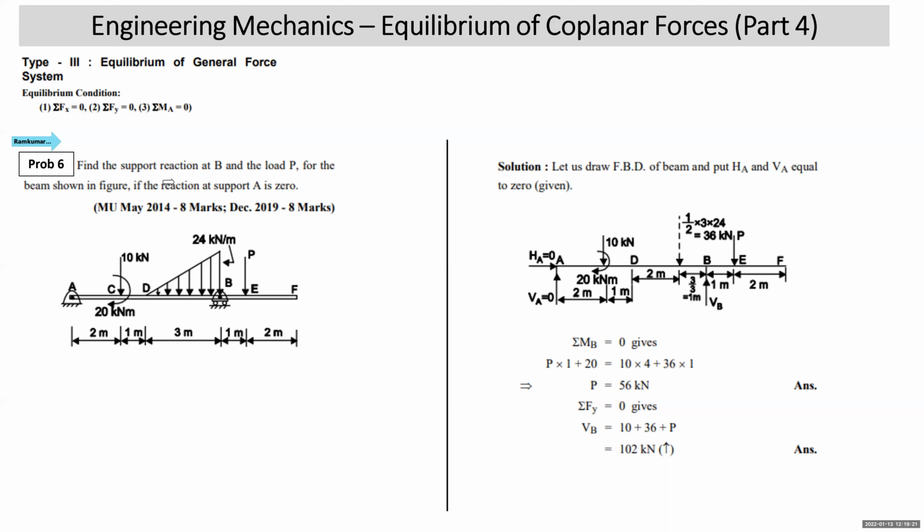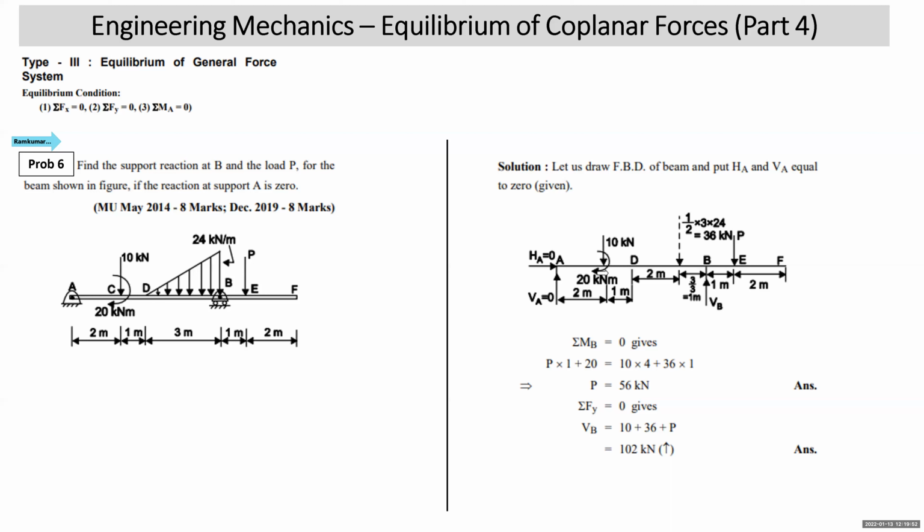Find the support reaction at B and load P for the beam shown in the figure if the reaction at support A is 0. You are given with the beam for this support reaction at A is 0. What does it mean? At A, you have the hinge support. That means the two hinge reactions will be 0. So we will draw the free body diagram of the beam and I'll show two reactions exerted by the hinge, that is HA and VA. Horizontal reaction at A, vertical reaction, but both will be equated to 0.